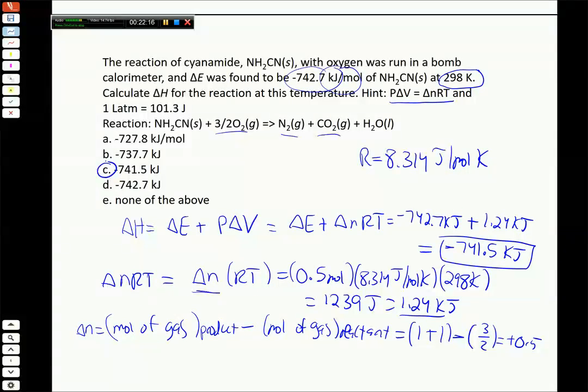Alright, so that's really asked us to extend our knowledge a little bit to really use the information that's given in the problem in combination with what we know to be able to quantitatively relate delta E and delta H.